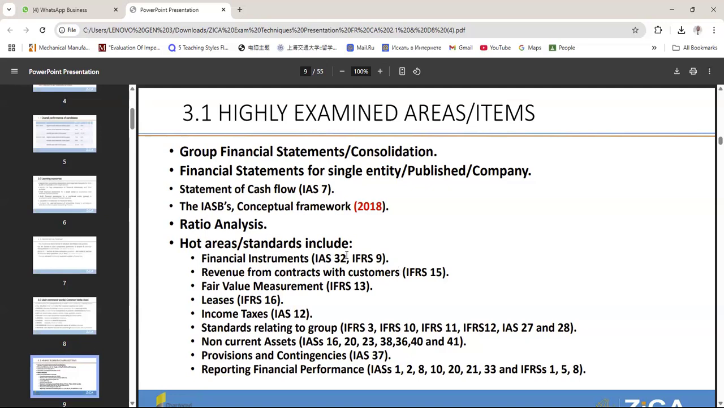So what must you prepare? What are the key areas you must take note of on IAS 32? If it comes, there are three areas. One, preference shares. If it's redeemable preference shares, you present it under liabilities. If it's irredeemable, you present it under equity.